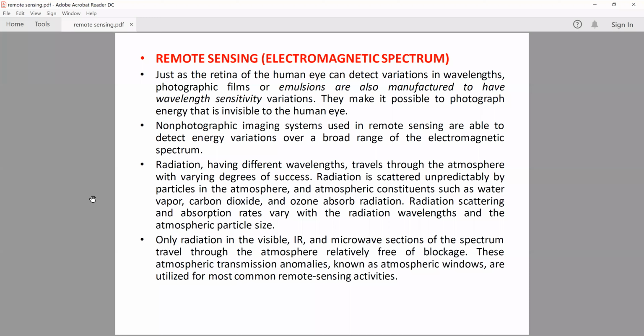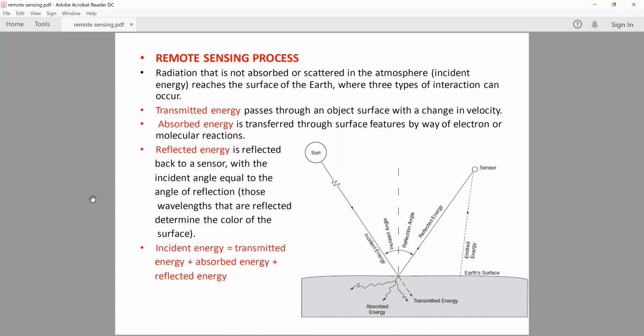Okay, once you have energy coming from a source, be it a passive source or be it an active source, जो incident energy है, first it would face loss of energy. उसके बाद once it strikes the surface, three things can happen. One, it can be reflected back, और जो reflection होती है उसमें the reflected angle is equal to the incident angle, and that energy is then sensed by the sensor. उसके अलावा the energy can be absorbed by the surface or it can be transmitted through the surface.